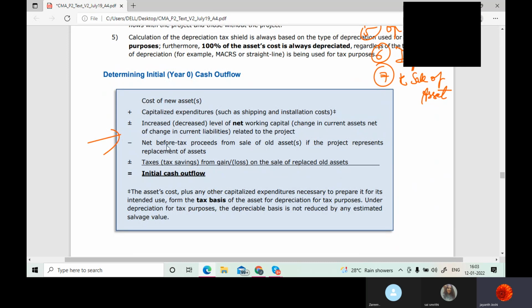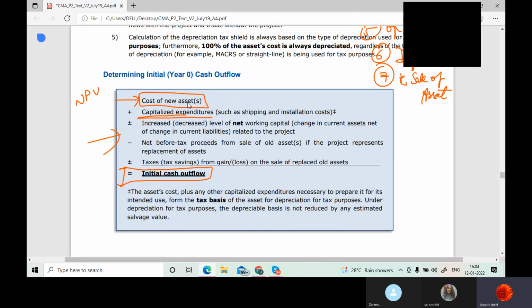If there is a question in the examination asking you to find the initial cash outflow, which you don't have a habit of doing yet, because in all the questions they have given you the initial cash outflow and you have found the NPV. But now if they ask for the initial cash outflow, you have to start from the end, or go this way. You should take the capitalized cost of the new asset, whatever you have bought, plus the initial capital expenditures.